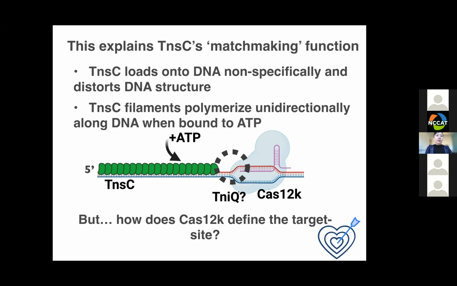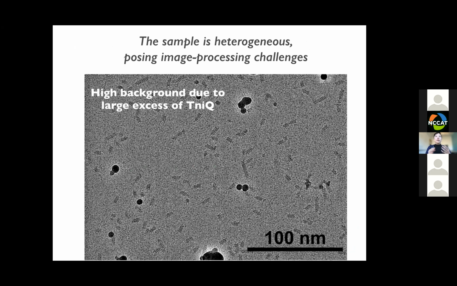We wanted to visualize what this connection looked like between the TniQ adapter and the TnsC protein. We utilized the fact that this TniQ protein is relatively small. It's only 18 kilodaltons. Because of that, it will appear essentially invisible in an electron microscope, especially compared to the size of the helical filament formed by this TnsC protein. So we saturated with an excess of TniQ. And what you can see here is the TnsC filament very clearly. These are the filaments that are being formed.